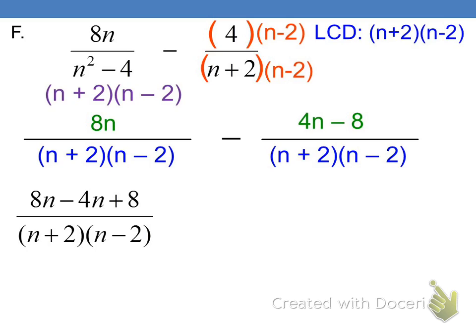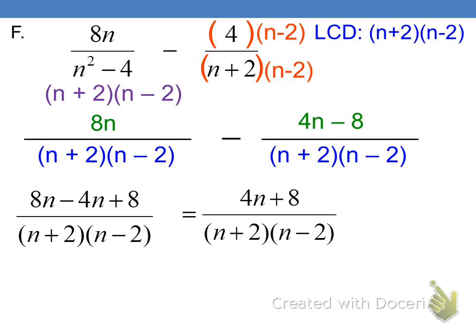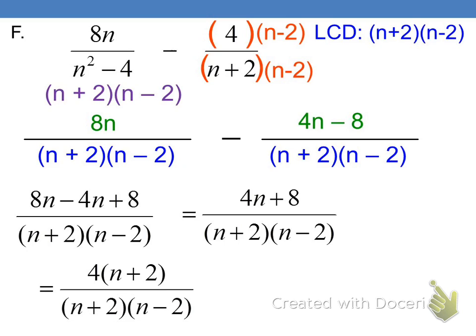All right, what is 8n minus 4n? So we have 4n plus 8. So we can factor 4 out. That leaves me with n plus 2. Great. n plus 2 goes away. We're left with 4 over n minus 2.